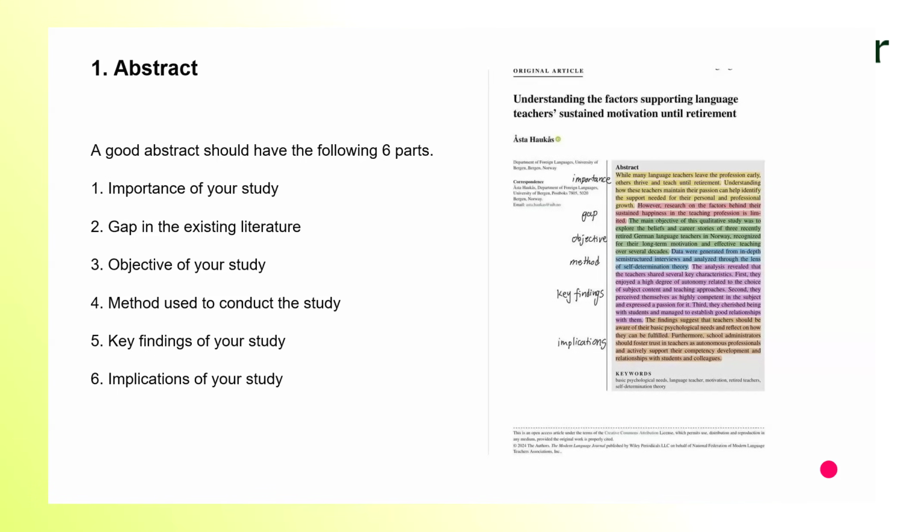Then comes the findings, what we found out from the study, and the applications, who will benefit from it, what is in it for researchers, what is in it for practitioners. These are the 6 parts that should be in your abstract, or in other words, these 6 parts make a good abstract for a paper.